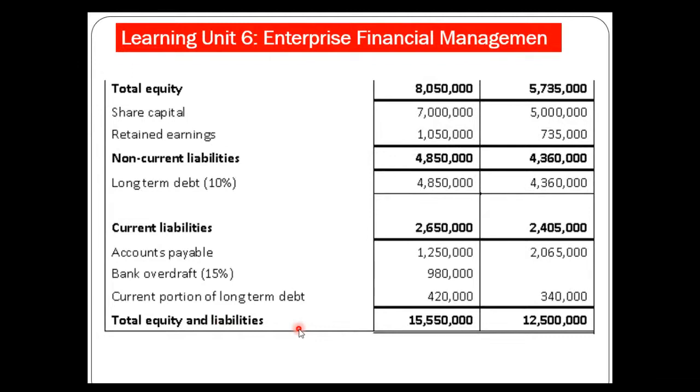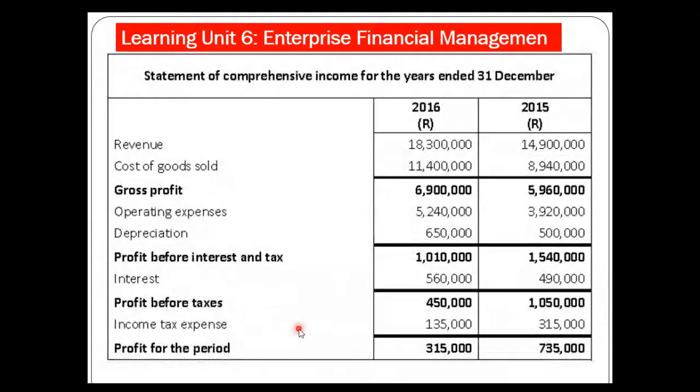And they will also give you the statement of what? Of comprehensive income. Can you see again? These are the elements of what? Of the statement of comprehensive income. You can list any detail that you see here if they ask you to list those elements.